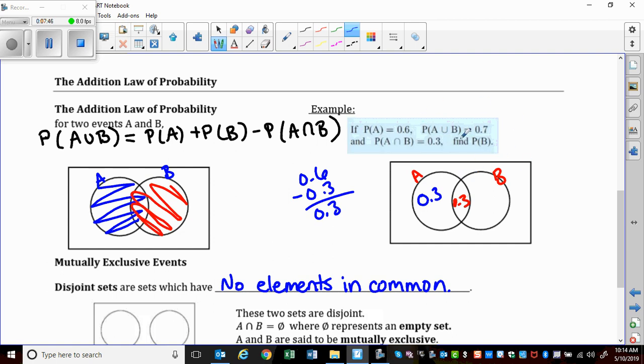And all of A and all of B is 0.7. So 0.7 equals, this is 0.6 plus the probability of B. I'm just going to use this formula right here. So probability of A is 0.6 plus the probability of B minus the intersection, which we found also, minus 0.3. Alrighty, well, I can combine these. 0.6 minus 0.3, move it to the other side, and I get the probability of B is equal to 0.4.